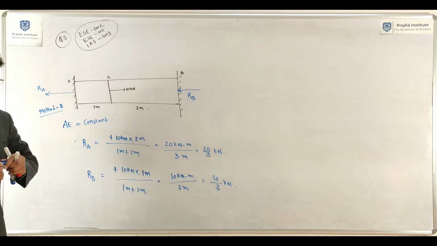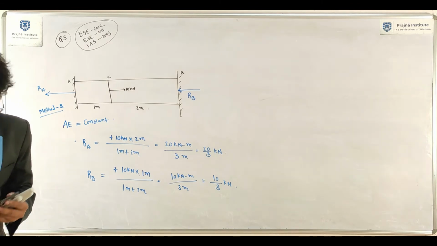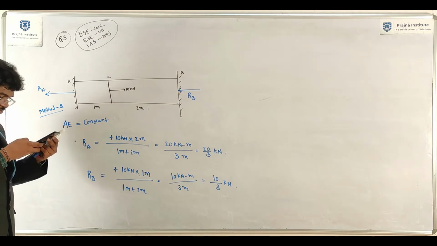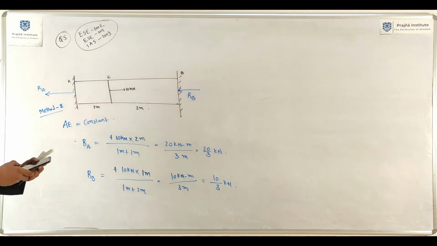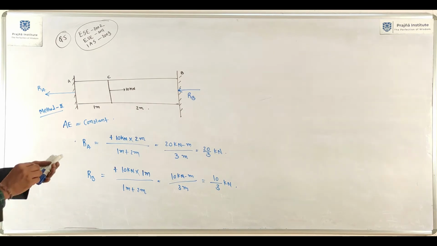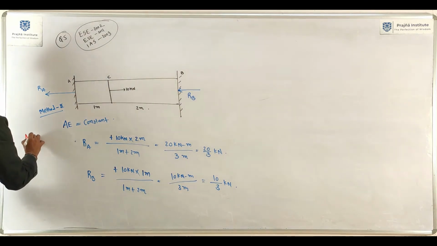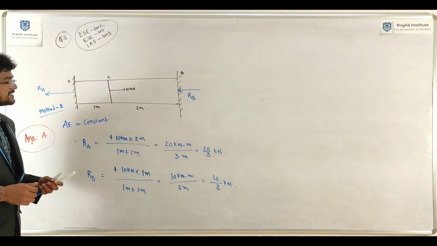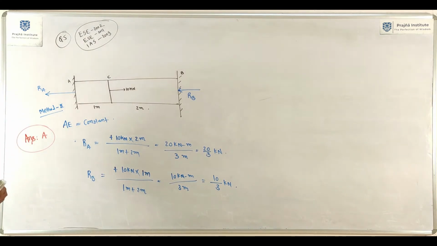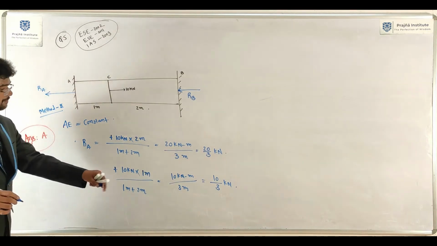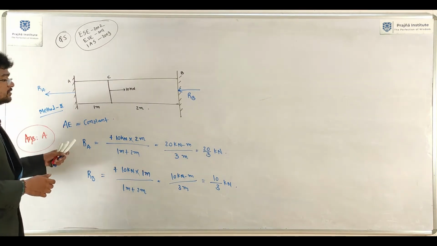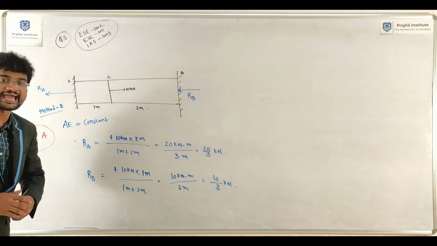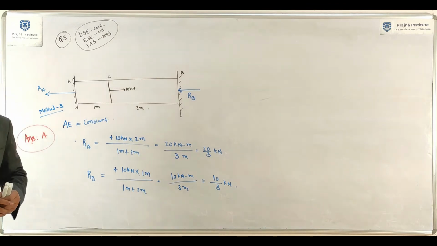Then what is the answer? 20 by 3 and 10 by 3. So for A and B, option A is correct. So RA equals 20 by 3 kilonewton, and RB equals 10 by 3 kilonewton. We can solve this problem by using method 2. It is one of the shortcuts to determine support reactions when A is constant.